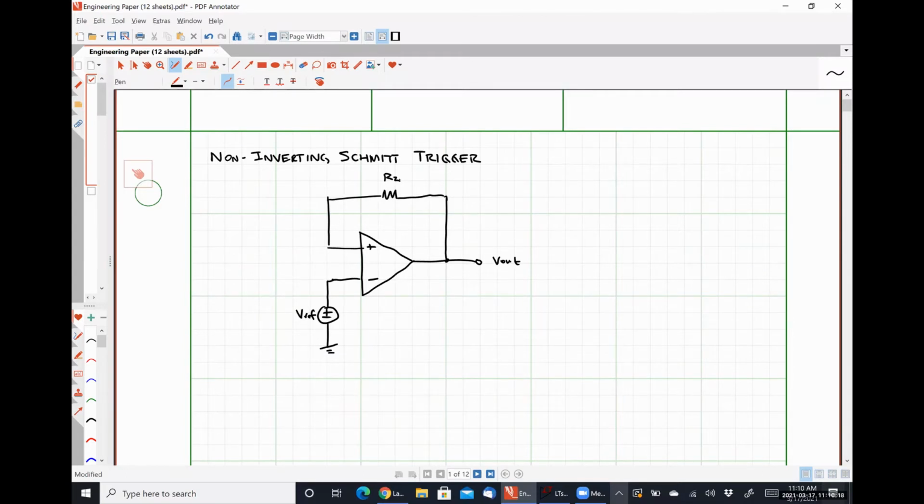Let me finish this guy real quick and then I'll talk about that more in a second. Here's my resistor R1. Here is where I'm applying my input. And then I obviously have my power supply VCC plus and power supply VCC minus as well.